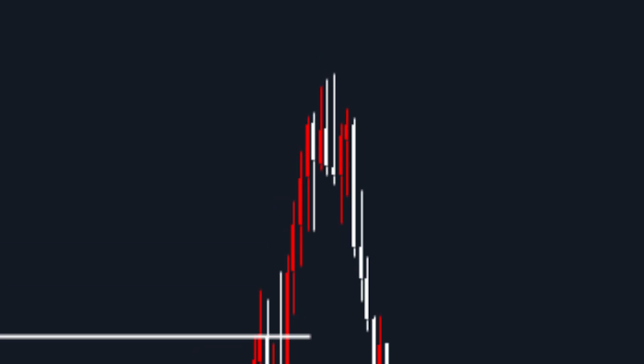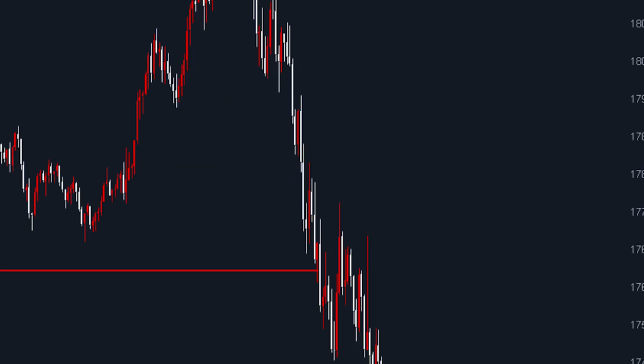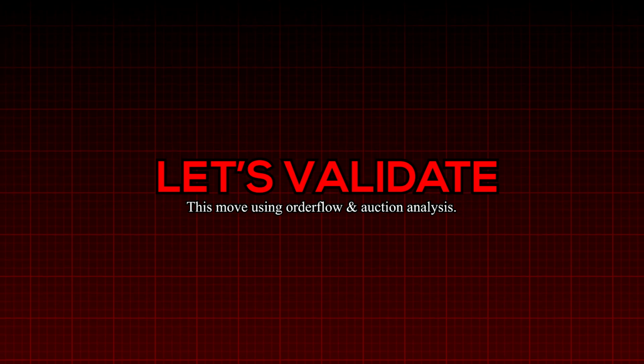As the market tests higher levels, participation begins to fade. Buyers are no longer willing to aggressively pay up to continue the rally. The attempt at continuation fails. And once higher prices are not accepted, the market shifts. What follows is a reversal that brings price back toward prior value, closing the gap within a few hours. Now let's validate this move using order flow and auction analysis.